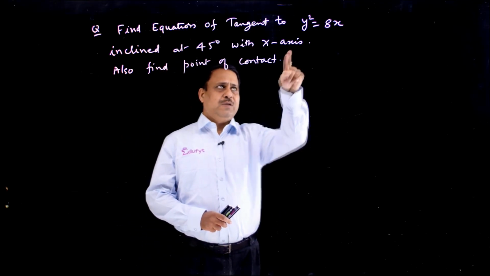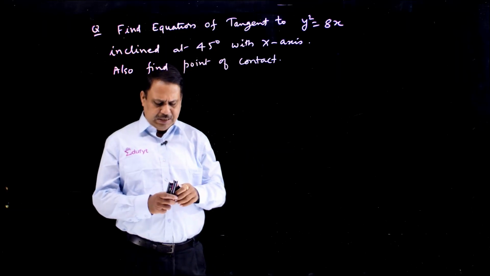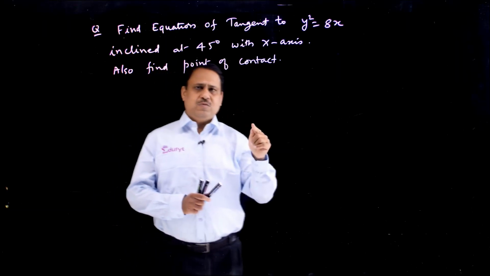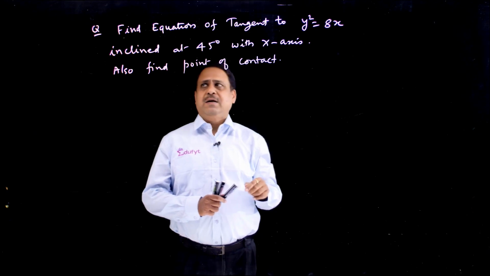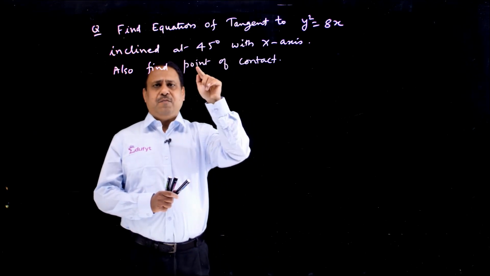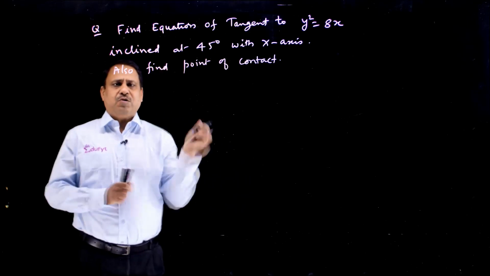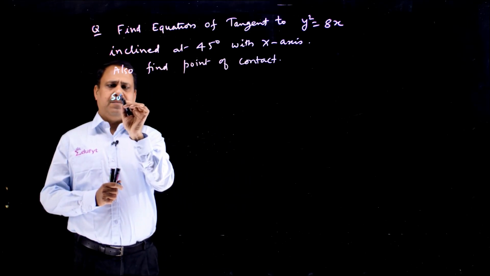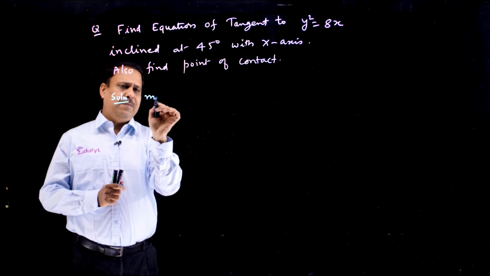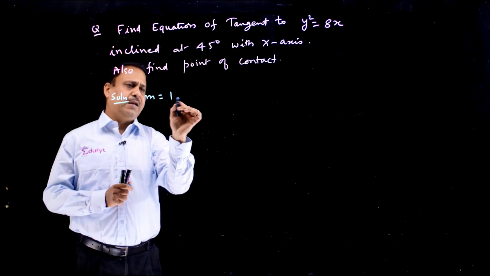So in this case, you can see this parabola is in standard form. Either I can use y is equal to mx plus a upon m directly, or I can say that I have to find the equation of tangent whose slope is 1. So for the solution, I will write m is equal to 1. Slope m is tan 45, and tan 45 is 1.